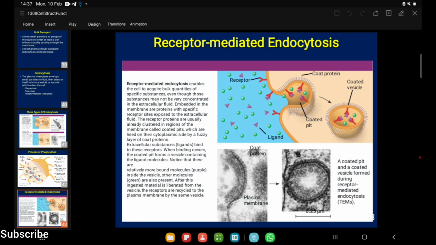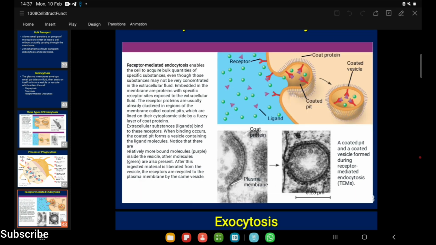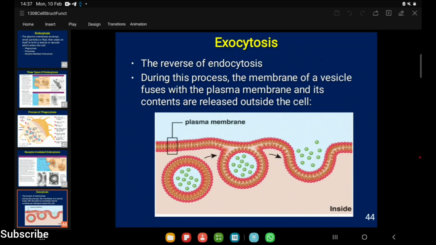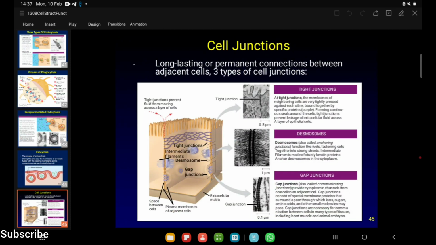And here is the receptor mediated endocytosis. Next is exocytosis, the reverse of endocytosis. During the process, the membrane of a vesicle fuses with the plasma membrane and its contents are released outside the cells.